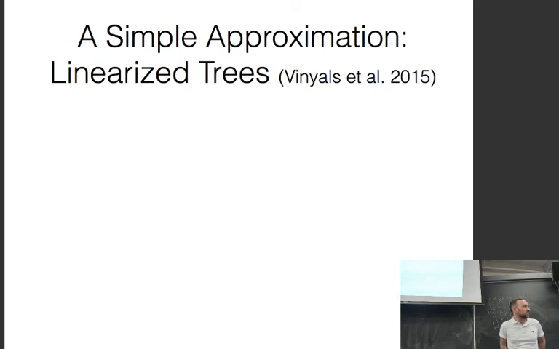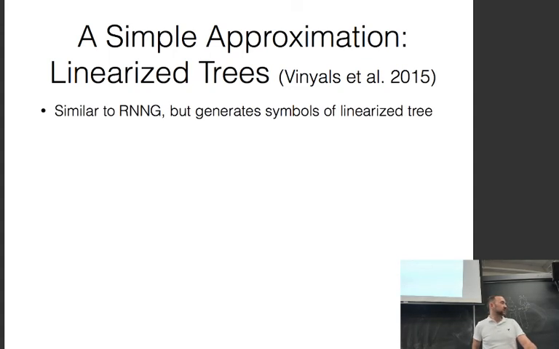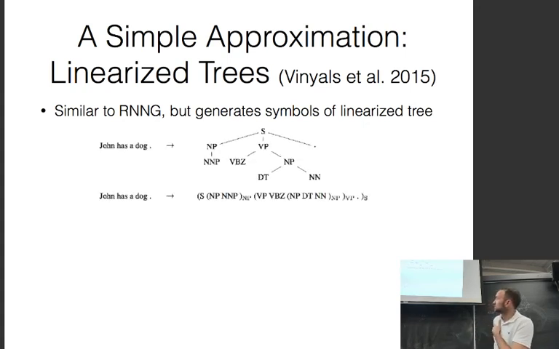So in terms of a simple approximation to what the recurrent neural network grammar is doing, there's also linearized trees. The idea is it's very similar to the RNNG, but it just takes a tree and treats it as a symbol sequence like this. If you have a tree, S, NP, NNP, you do pre-order traversal, so you take the top one first, then the left one, and you create a symbol sequence like this, and you can generate the symbol sequence using a regular sequence-to-sequence model.